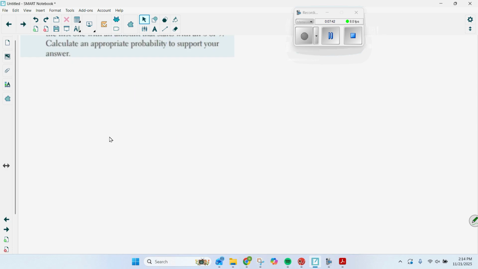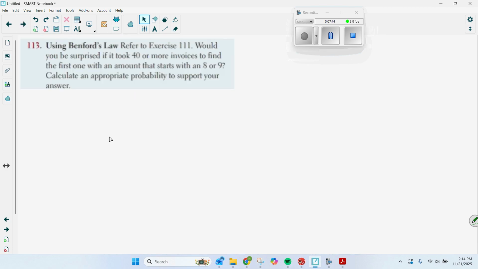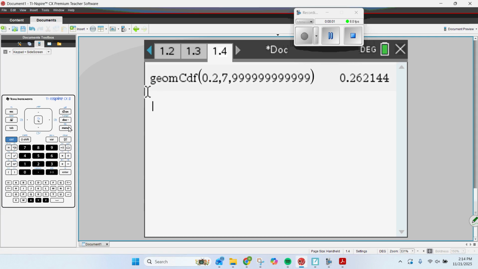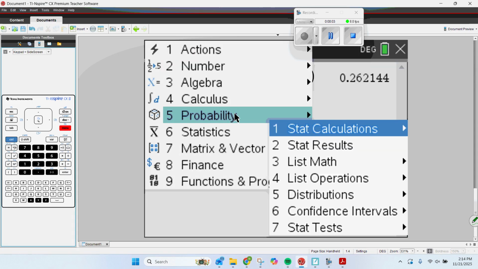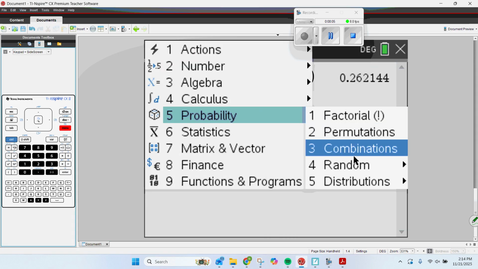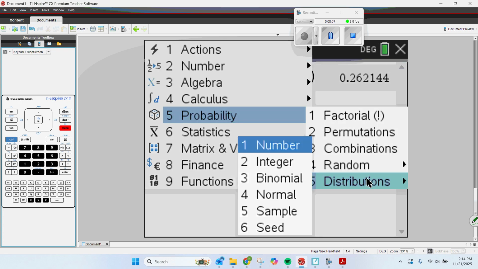And then lastly, this is related, question number 13. Would you be surprised if it took 40 or more invoices to find the first one with an amount that starts with an 8 or a 9? So 40 or more, this is a geometric situation, geometric CDF. So to answer if I'm surprised, I should see what the probability is for it to actually happen.